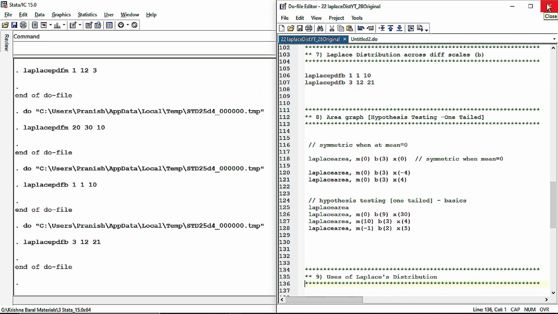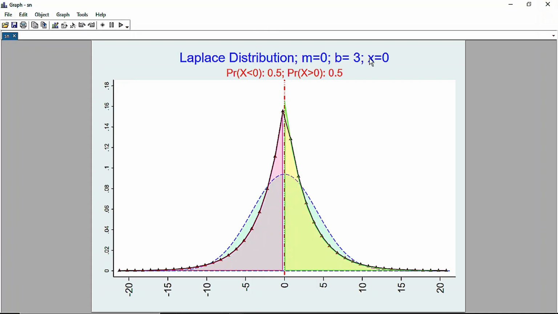Now let us see the area graph of the Laplace distribution. This is useful for hypothesis testing. First of all, the Laplace distribution is symmetric at m equals 0, the location parameter m equals 0. And let us see it for the scale parameter b to be 3, and x equals 0. So this is the graph. We have 50% area on both sides. This indicates that both of them are symmetric: 50% area towards the left and 50% area towards the right.